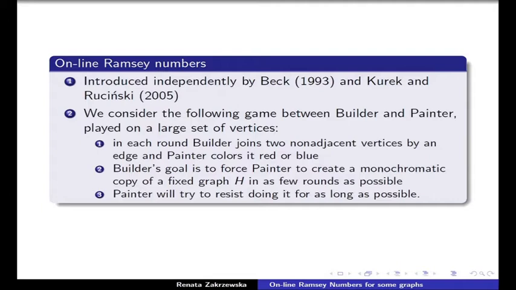We consider the following game between builder and painter played on a large set of vertices. In each round, builder joins two non-adjacent vertices by an edge, and painter colors it red or blue. Builder's goal is to force painter to create a monochromatic copy of a fixed graph H in as few rounds as possible. Painter, of course, will try to resist doing it for as long as possible.